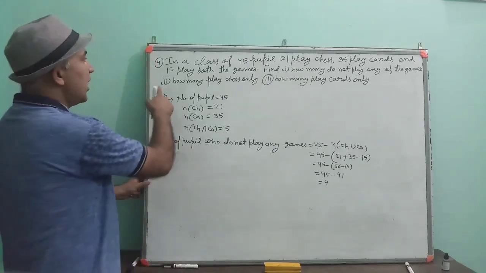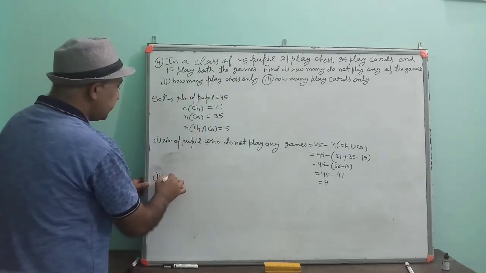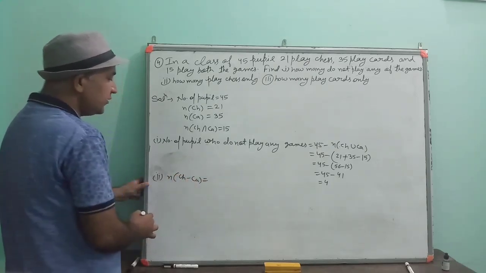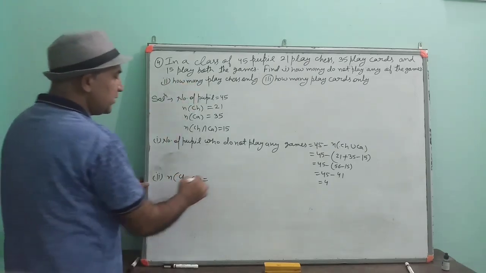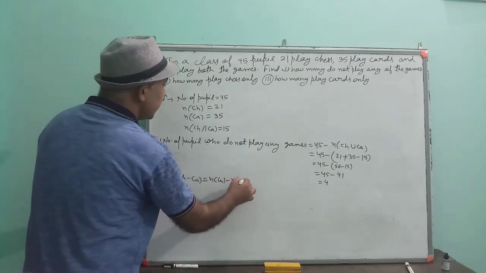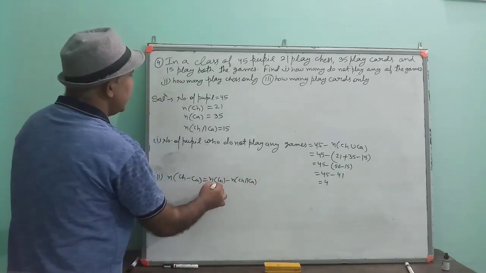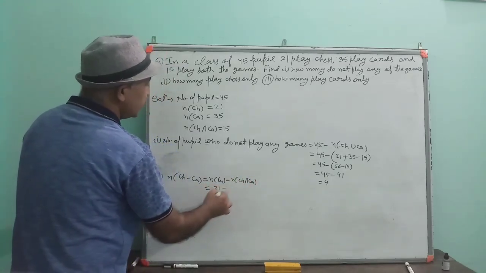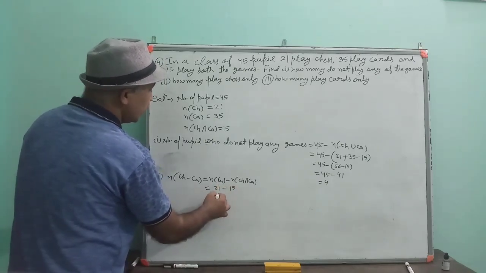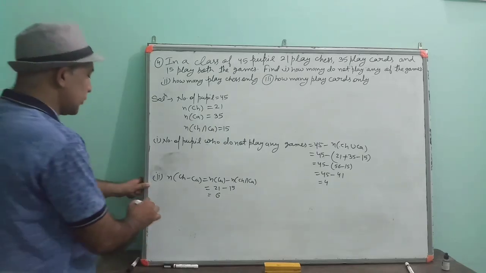Now, how many play chess only? How many play chess only means chess minus card. This is the meaning of this statement. And what is the formula for it? n(CH) minus n(CH intersection CA). n(CH) is given 21. This is given 15. So 21 minus 15 is 6. That means 6 people play chess only.